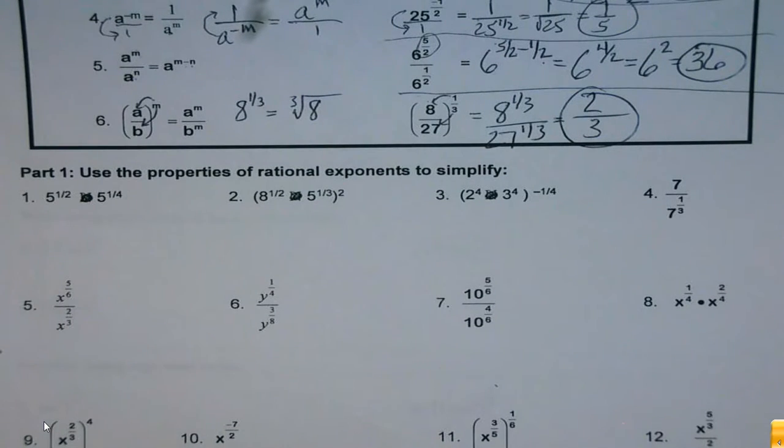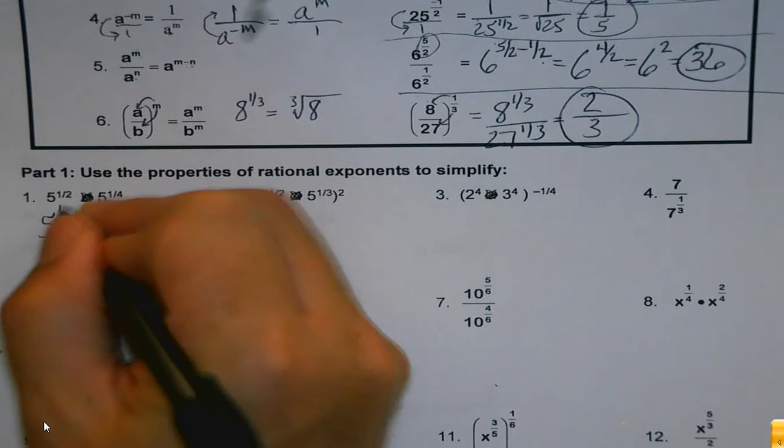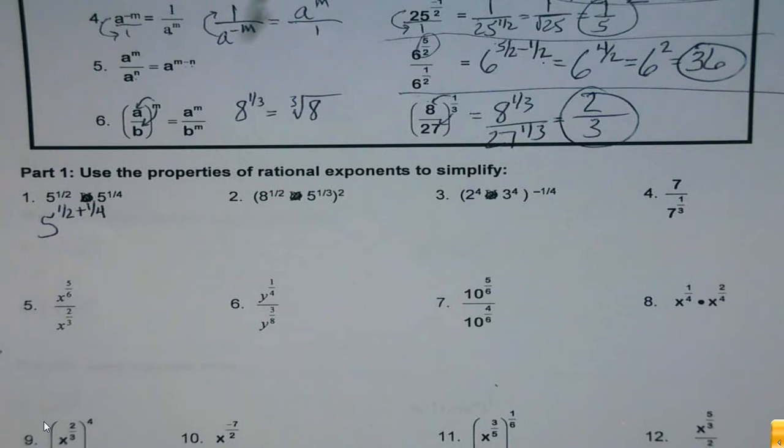So, as I come down a little further, use the properties of rational exponents to simplify. Multiply. Multiply means I add the exponents, but this time I run into a little dilemma, or at least I think I do at the start. I don't have a common denominator. I can't just say 1 plus 1 is 2, 2 plus 4 is 6, and write 2 over 6. It doesn't work that way.